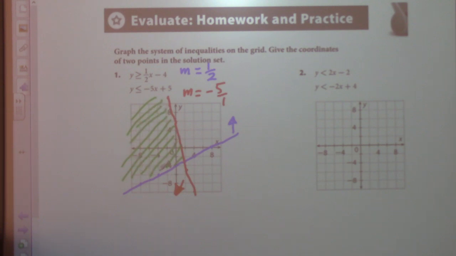What are 2 points inside that solution set? Negative 2, 2. So Caitlin says negative 2, 2. Let's check that out. Is that right? Yeah, that's a good one, Caitlin. Thank you.